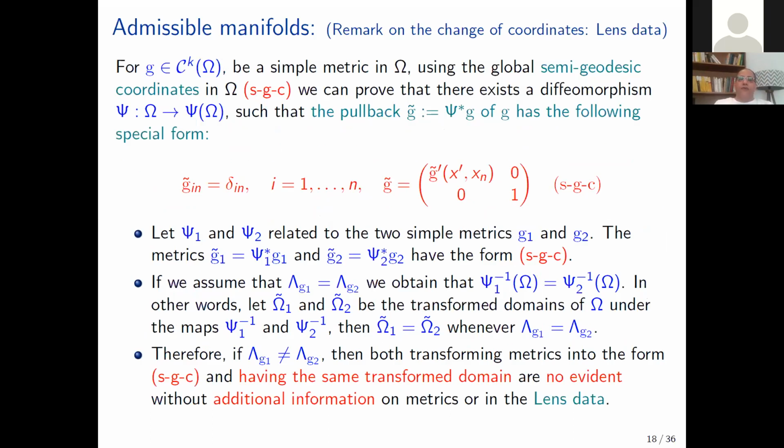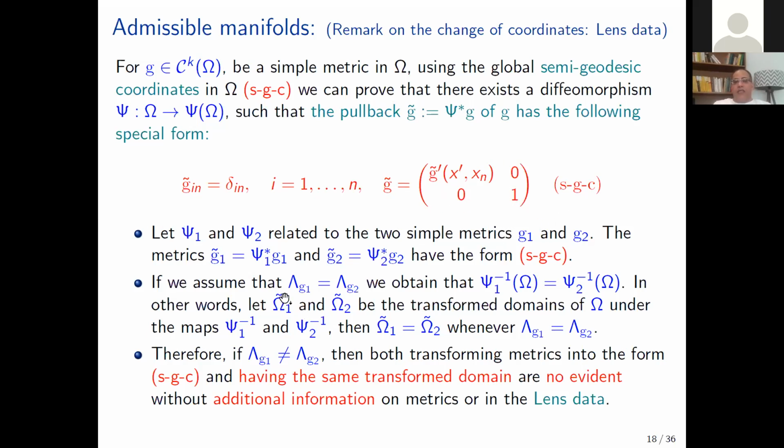We also need in our proof to construct some change of coordinates, or diffeomorphism, such that the pullback of the initial metrics g1 and g2 satisfies some conditions. So if you consider any simple metric g, then we can prove that there exists a diffeomorphism psi from Omega to another domain psi of Omega, such that the pullback of the metric g has the following special form. Then g tilde is the pullback of the metric g by the diffeomorphism psi, and satisfies this condition. Now, if you consider two metrics g1 and g2, and the two diffeomorphisms psi1 and psi2 related to these metrics, then g1 tilde and g2 tilde satisfy this special form.